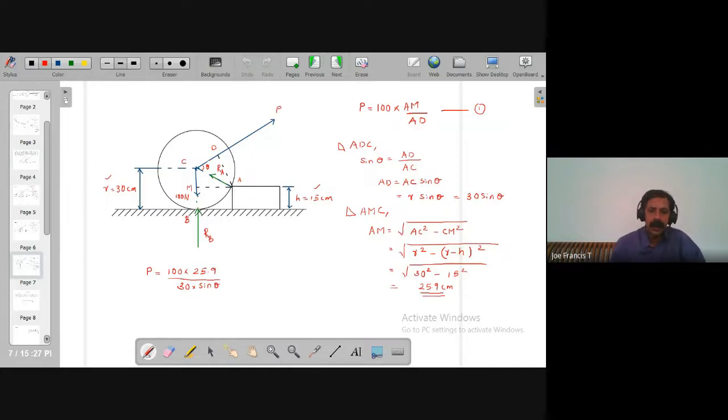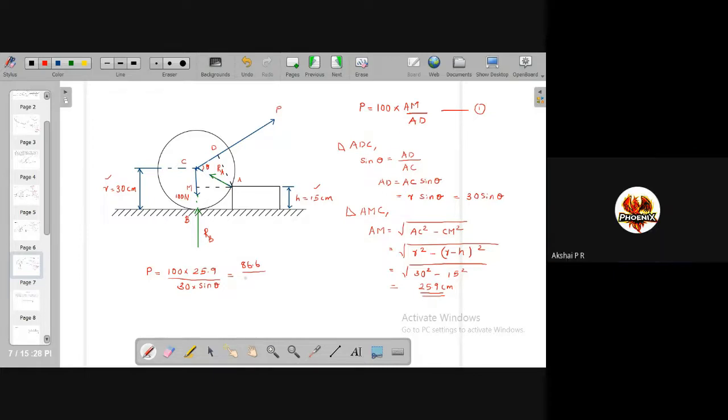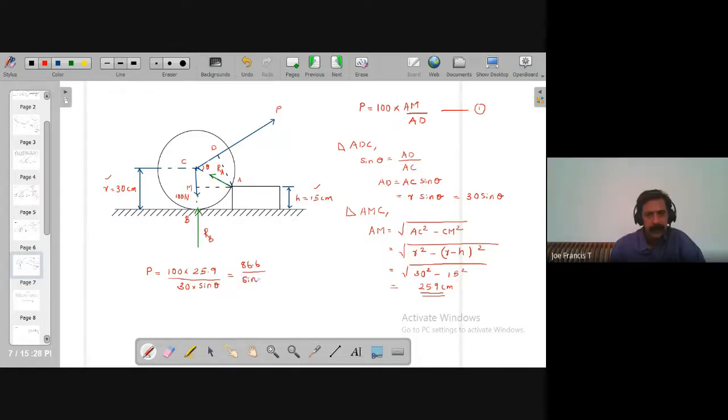So I'll get the answer as around 86.6 divided by sin theta. Did you get it that way? Sir, 86.3. Okay, there is a small difference, no problem. 86.6 by sin theta. That is the value for P.